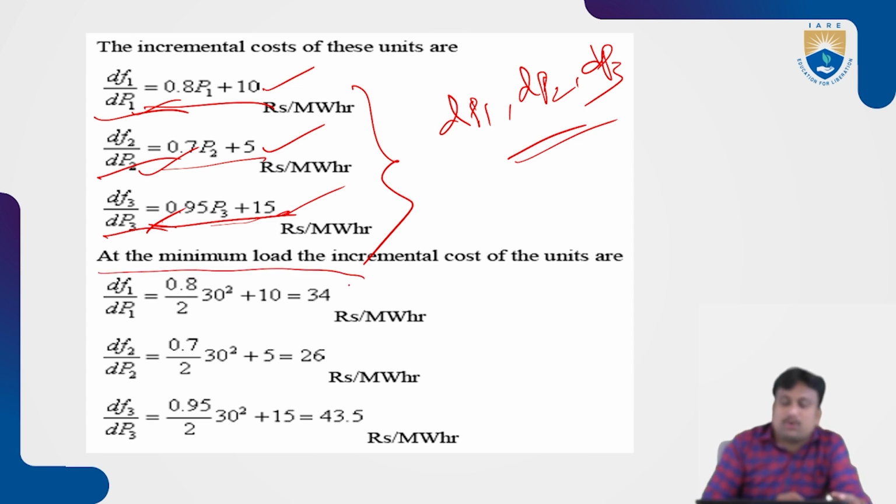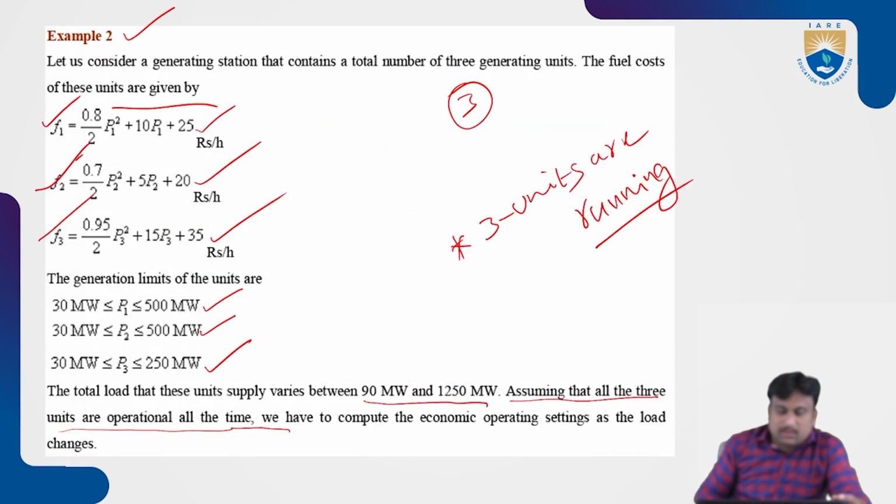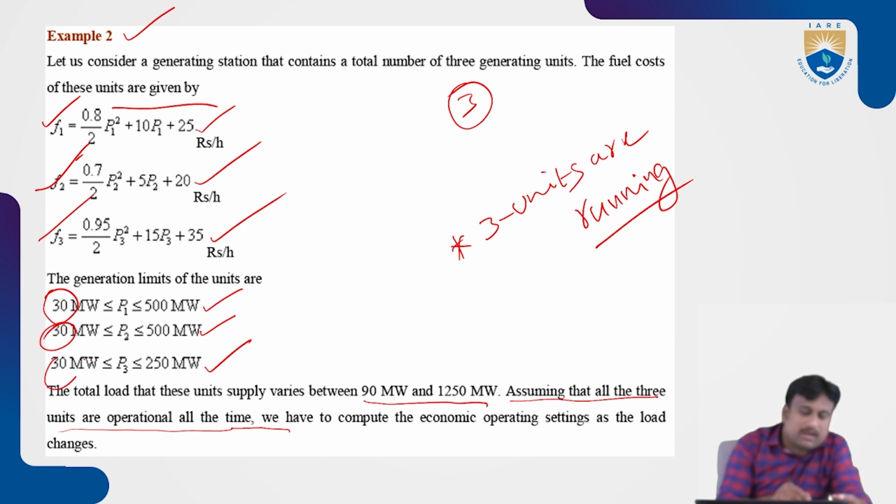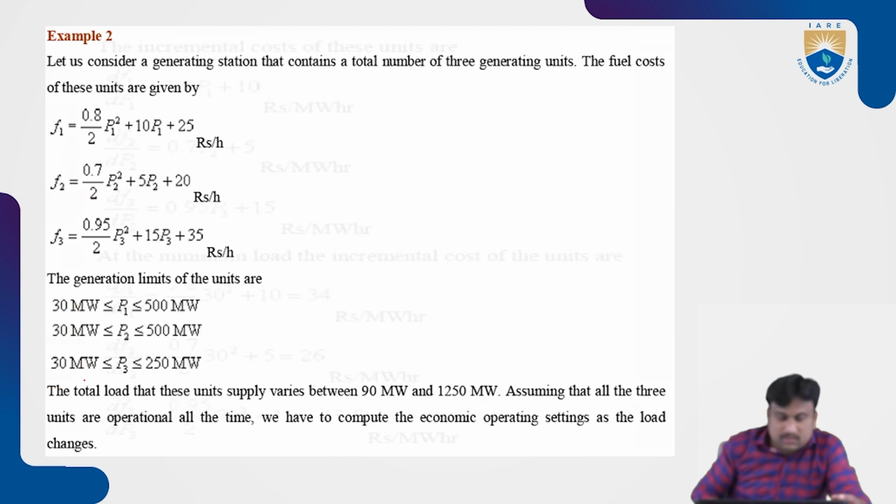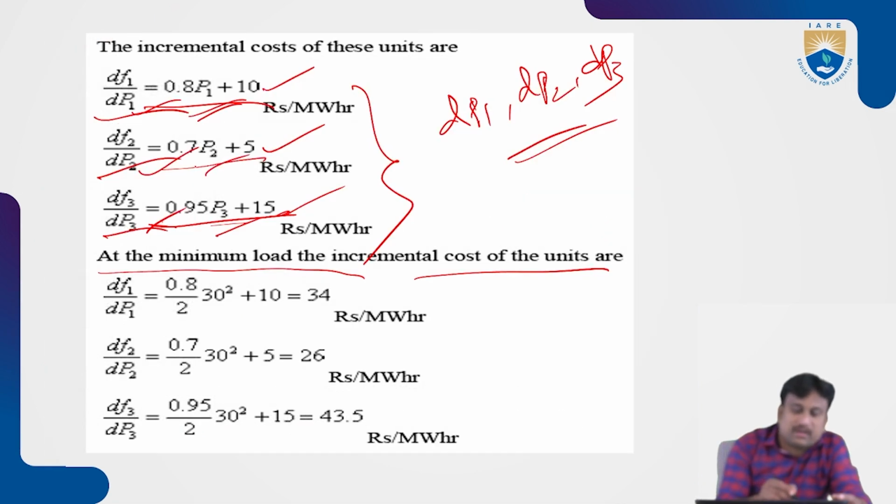So at the minimum load, what are the incremental fuel costs that we need to consider here? We are given the P1, P2, P3 values. That means 90 megawatts are going to be divided, so each one is 30 megawatts. You need to substitute P1 is 30, P2 is 30, P3 is 30.